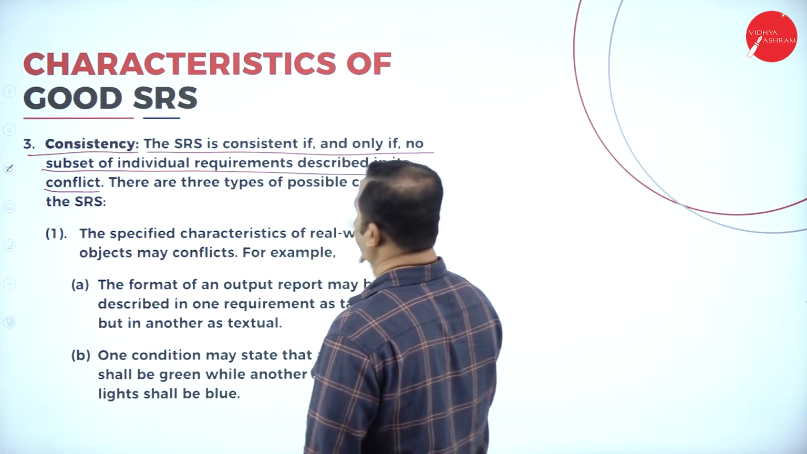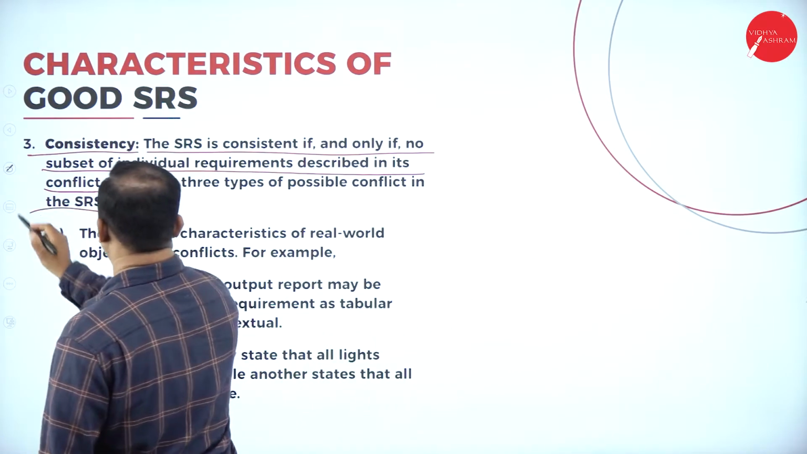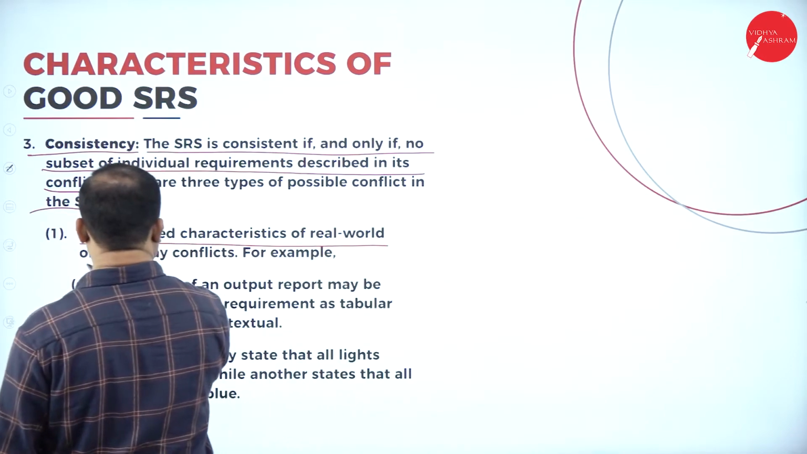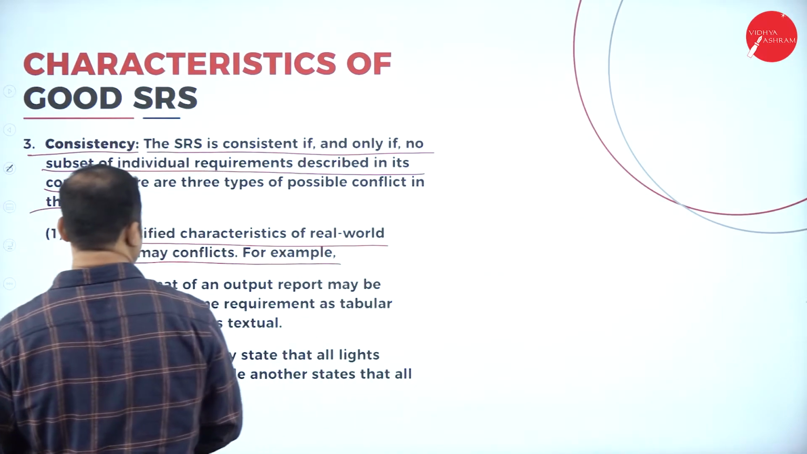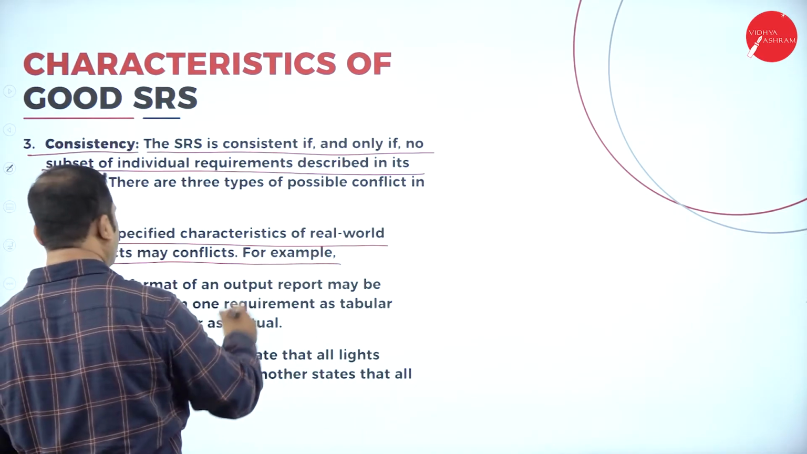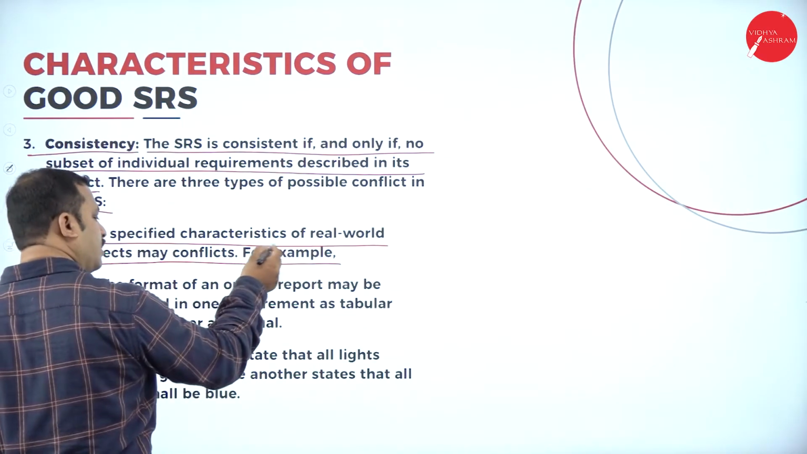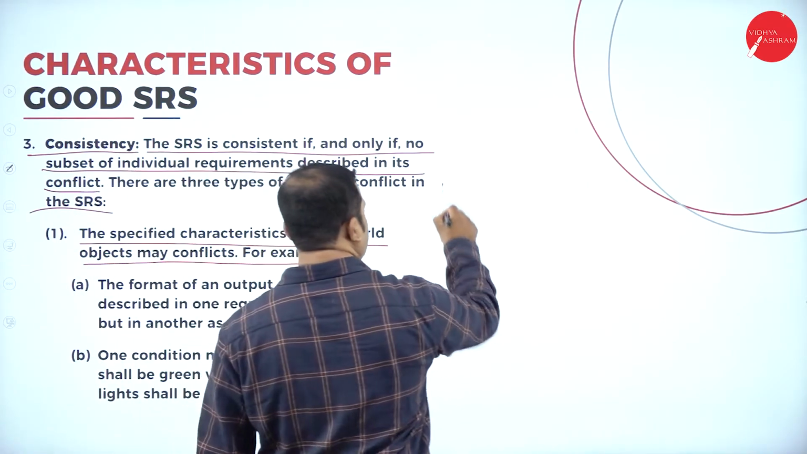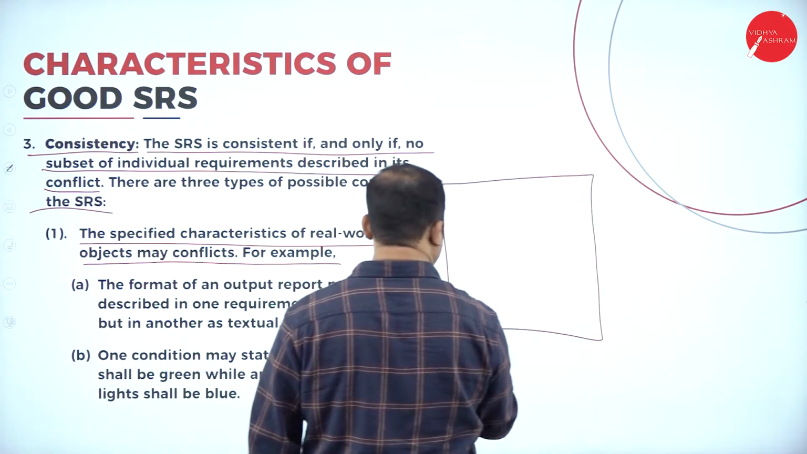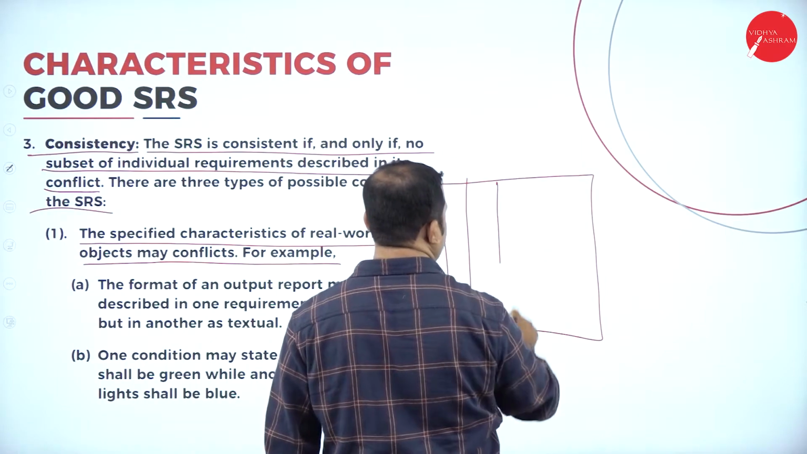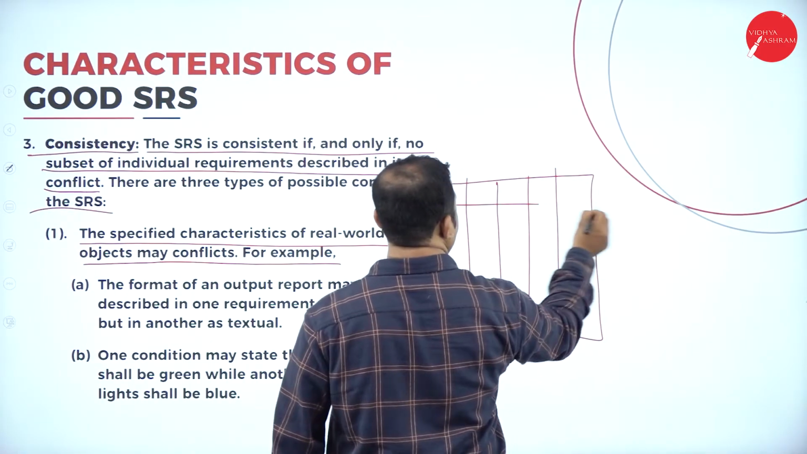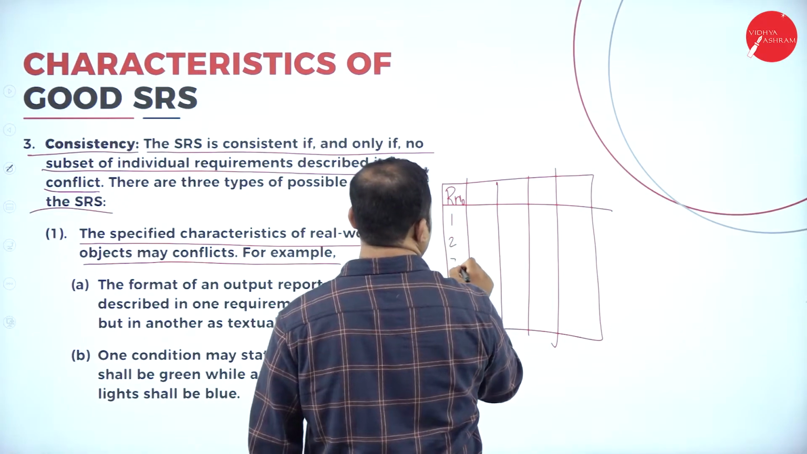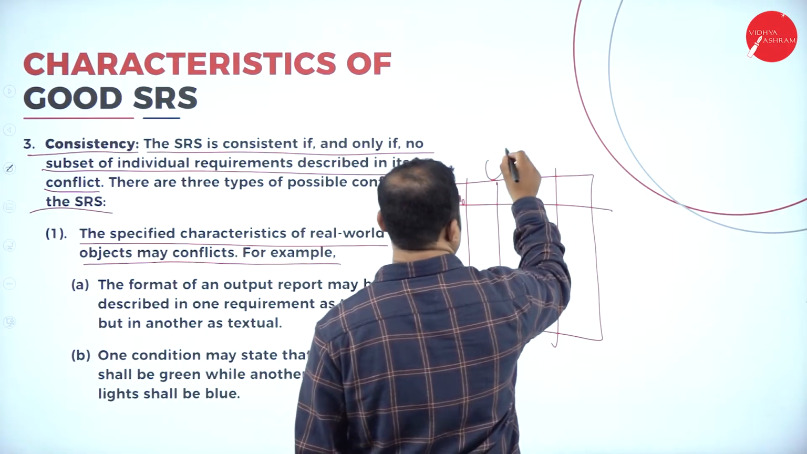There are three types of possible conflicts in SRS while documenting it. The first one is the specified characteristics of real-world objects may conflict. For example, the format of an output report may be described in one requirement as tabular but in another as textual. In few of the documents, they will write down the requirements in this tabular form. Requirement numbers 1, 2, 3, 4, 5. That is the client's requirement.